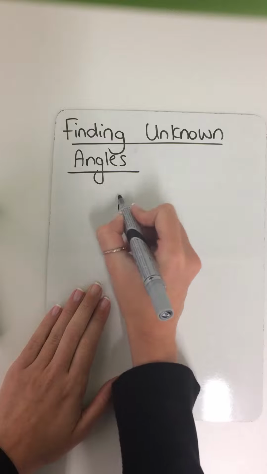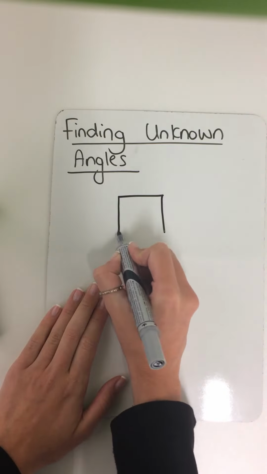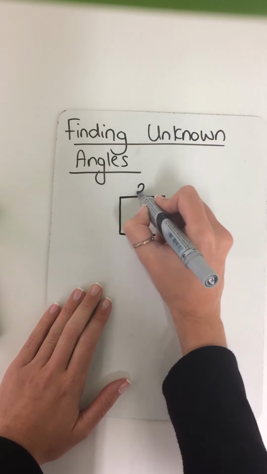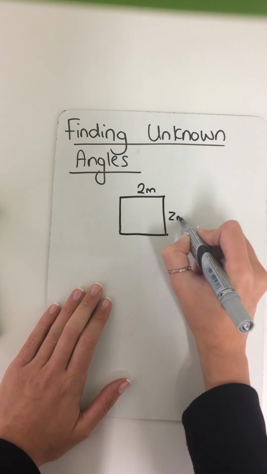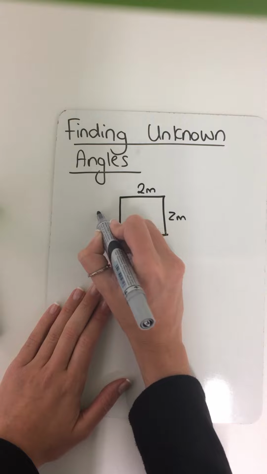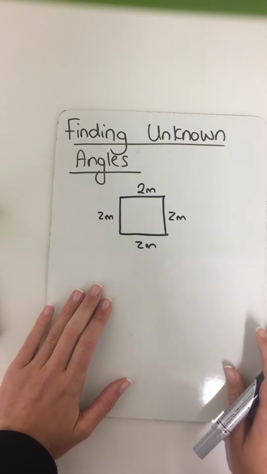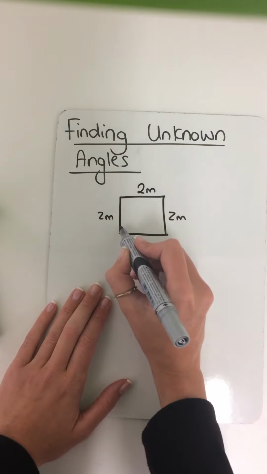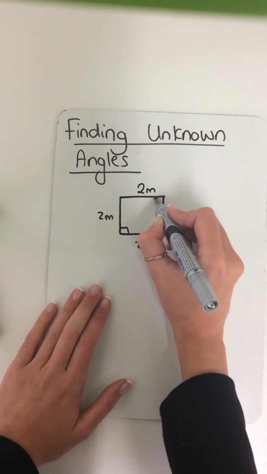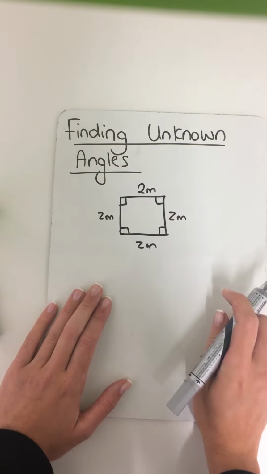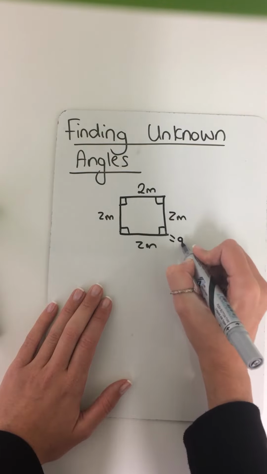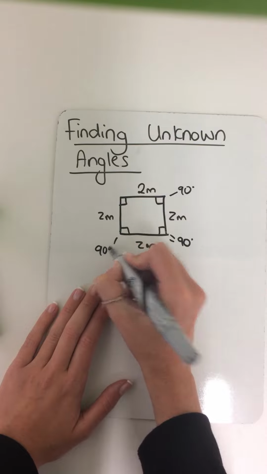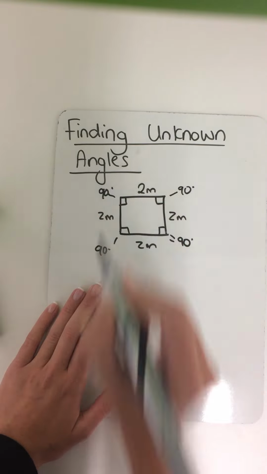If we have a square, we know that all the sides are equal in length. So if this is 2 meters, this is also 2 meters, and so is this side, and so is that side, right? We also know that all the corners in a square are right angles. That means that every corner must equal 90 degrees. 90 degrees, 90 degrees, and 90 degrees.